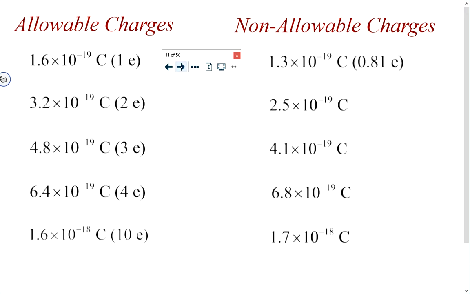For example, 1.3 multiplied by 10 to the negative 19 coulombs is not allowed because that corresponds to part of an electron. That corresponds to 0.81 electrons being removed or added to the object. You cannot have a charge of 2.5 multiplied by 10 to the negative 19 coulombs because that happens to be 1.56 elementary charges. I'm not going to go through all of these, but the point is that the charge of an object must be what we refer to as an integral number of elementary charges.